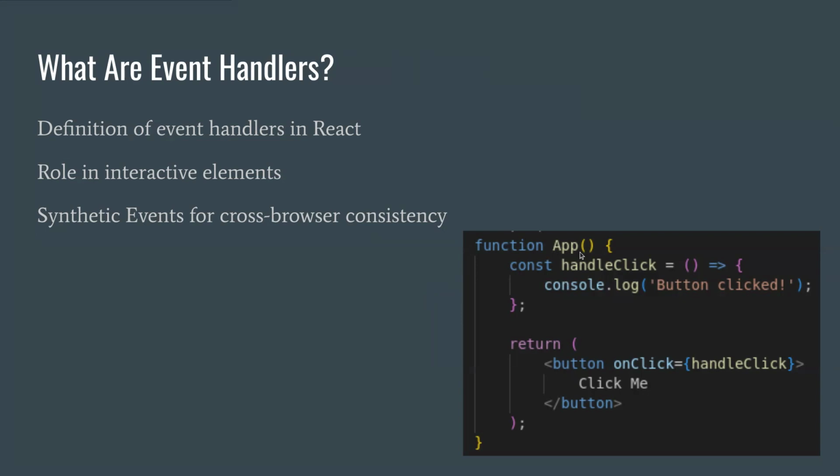So we have this app component, and this app component returns a button that says click me, and we have this onClick attached, and so we have this handleClick which says that button clicked. So whenever this button is clicked, it will trigger this handleClick saying button is clicked.